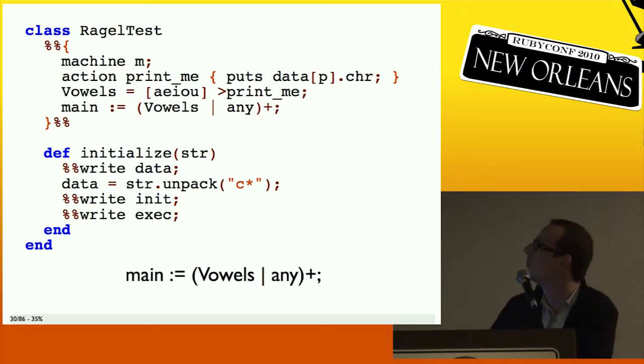Next part of the machine is the main definition, which is what's going to get executed when you run it. Here we're just saying vowels or anything else, and we want one or more.